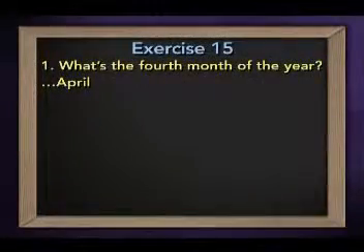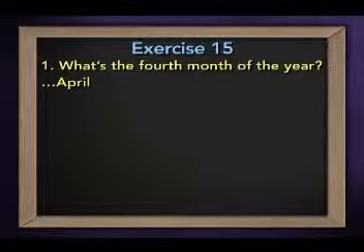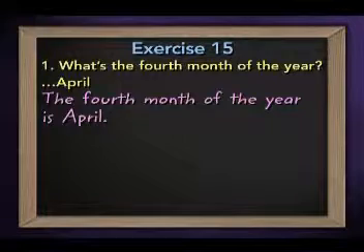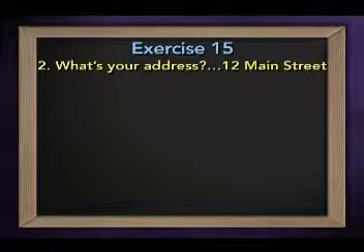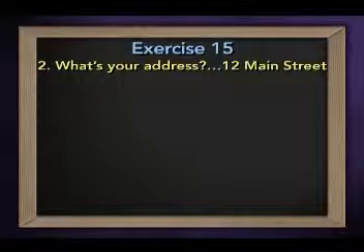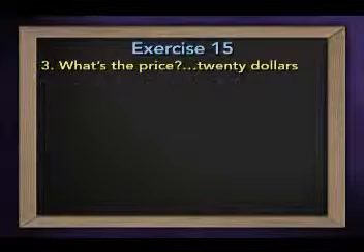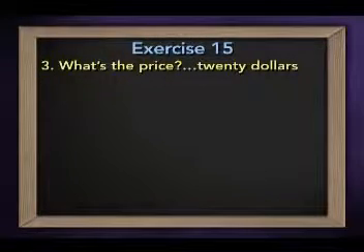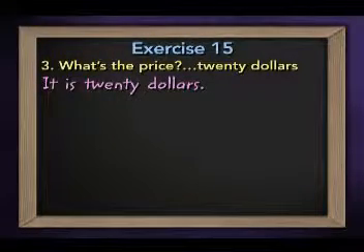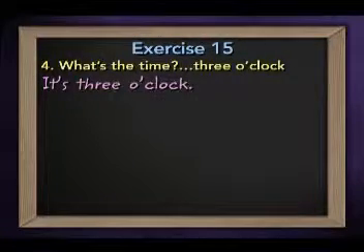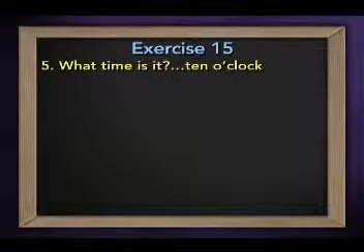All right, let's review that exercise. You saw, what's the fourth month of the year? Question. And you wrote, the fourth month of the year is April. What's your address? You wrote, my address is 12 Main Street. What's the price? And you wrote, it is $20. What's the time? It's 3 o'clock. What time is it?